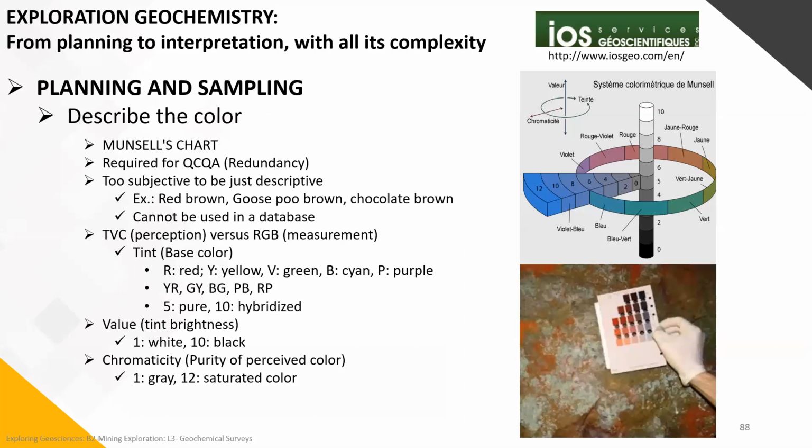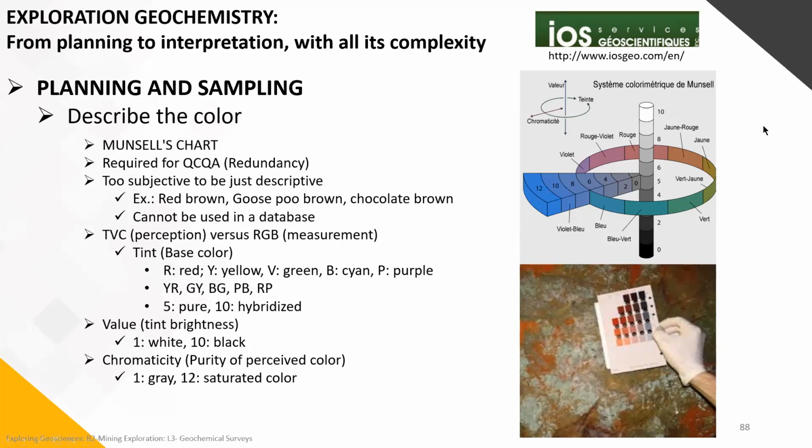The color. Color, again, if we want to be able to work with color, we need to get rid of anything that has to do with subjective colors. Subjective colors being from one person to another person. The same color of brown can be described as red brown, poo brown, or chocolate brown. But this is not useful in a database.